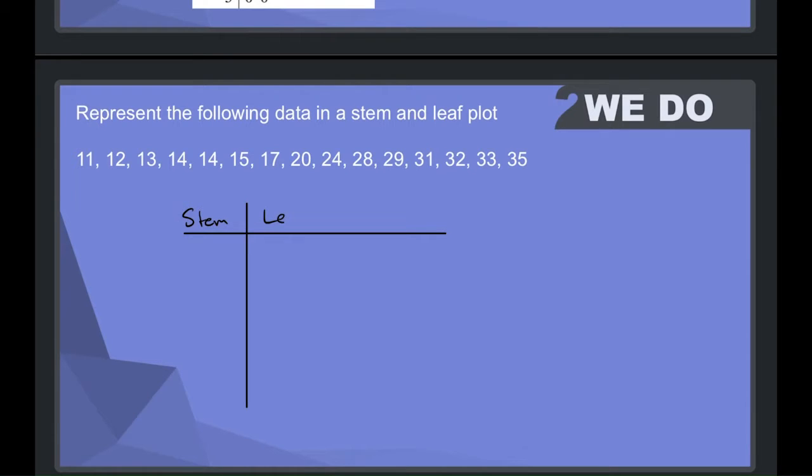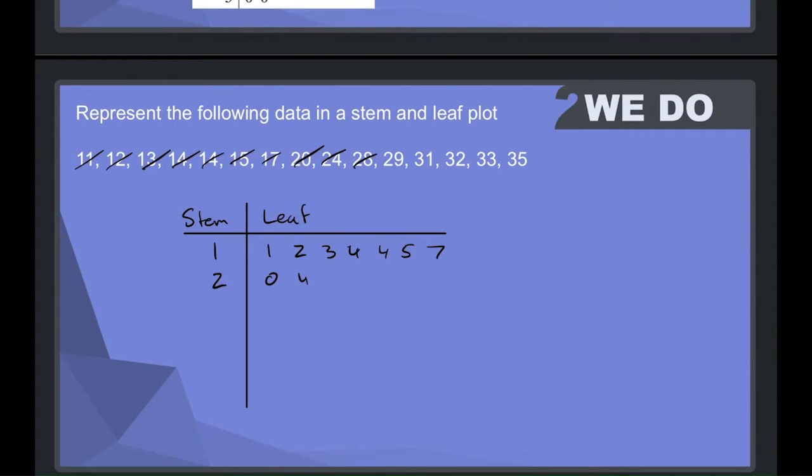We've got our stem, we've got our leaf. And yeah, let's start putting in our numbers. 11, 12, 2 14s, a 15 and a 17. And again, as with all the other graph drawing that we've done, as I add some data to my graph, I'm going to cross it out on my list just so I don't miss anything.